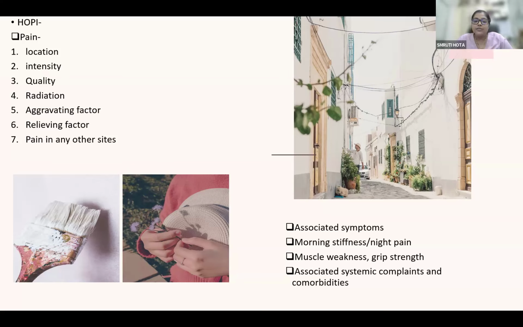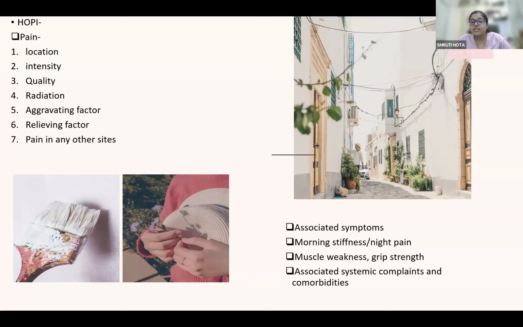Associated symptoms like whether it is associated with tingling, numbness, whether pain is associated with morning stiffness or night pain. What does it mean by morning stiffness or night stiffness? Whether there is any inflammatory pathology associated with the pain, or any muscle weakness or grip strength that we need to rule out, any neuropathic pain or any nerve weakness, or any radicular pain or any nerve root compression, or any compressive entrapment neuropathy. These we should rule out by asking these questions.